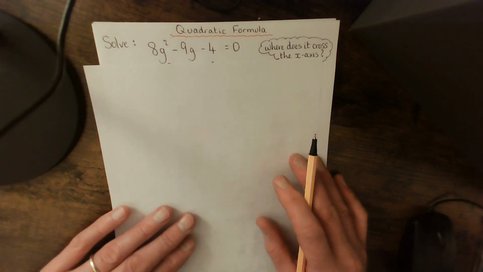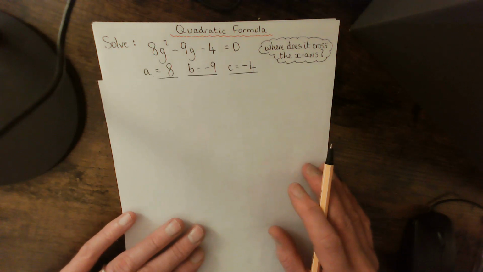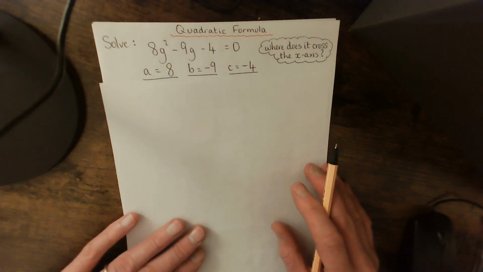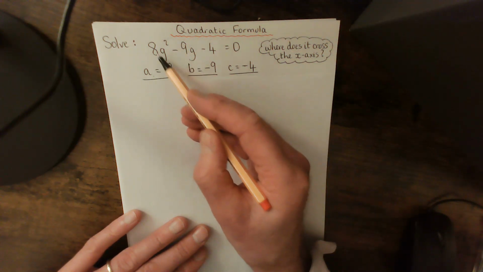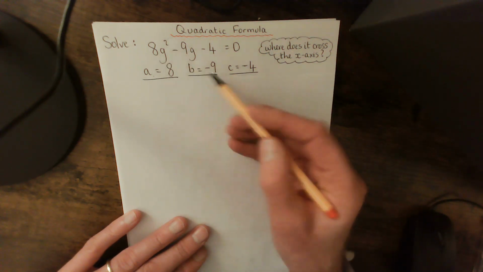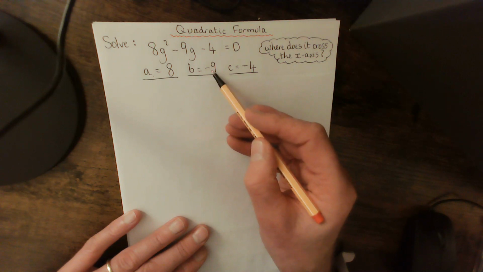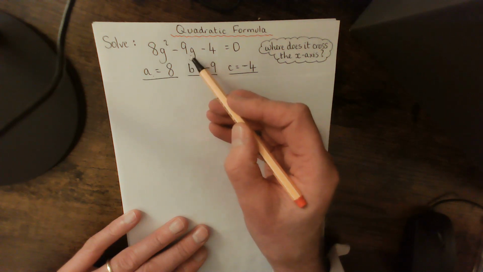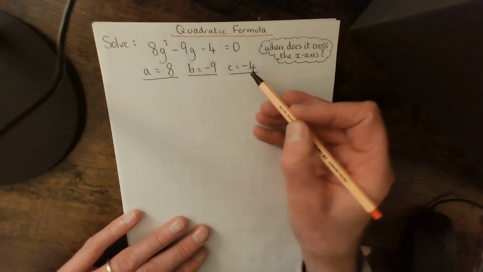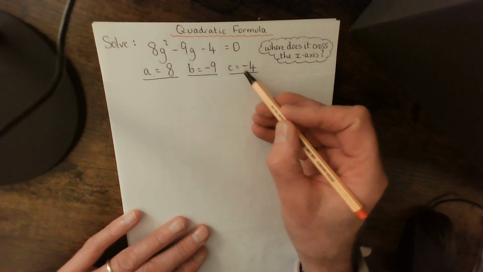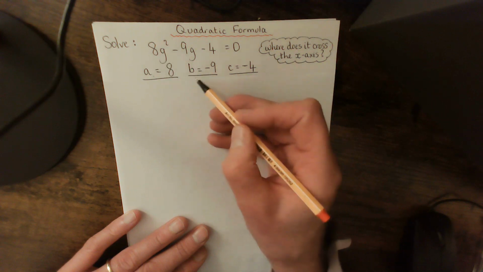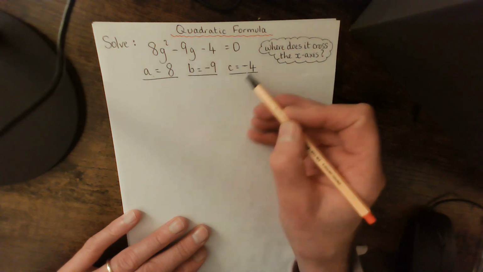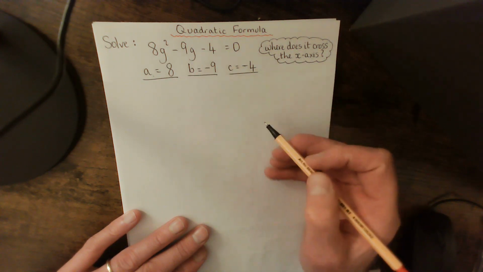Now, in order to do this, you've got to find out where the a value, the b value, and the c value are. The a value always goes in front of the squared term. The b value always goes in front of the single letter. And the c value is the constant all on its own. So I've got an a value of 8, a b value of -9, and a c value of -4.